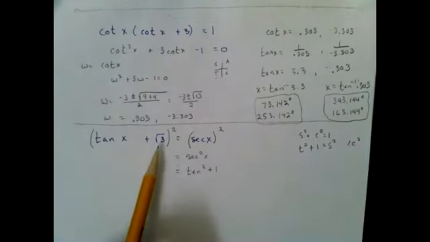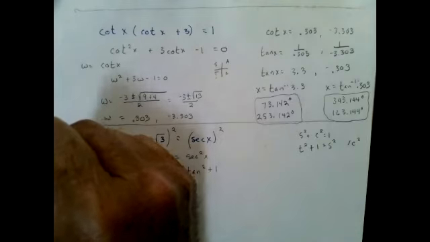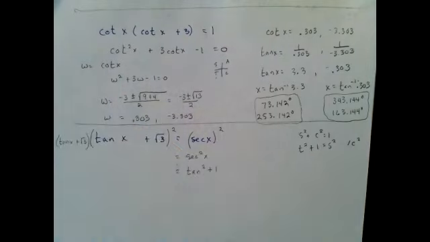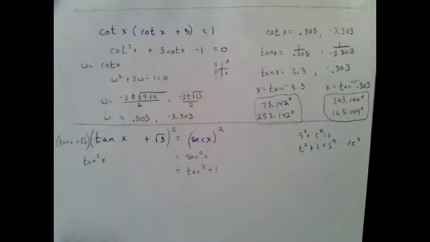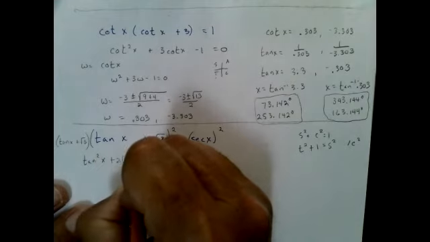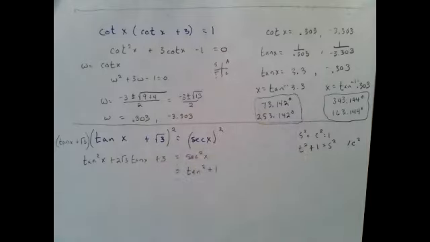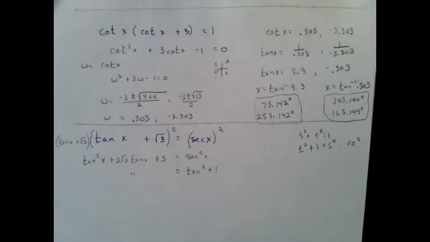Now I have to take care of this side. This is a binomial, and I'm going to square it. That's like multiplying it by itself. Double distribute. Tangent squared of x. I have square root of 3 plus square root of 3, which is 2 square root of 3 tangent of x. And then when I square that, I get plus 3. Everyone okay with that? Lots of algebra skills coming back.